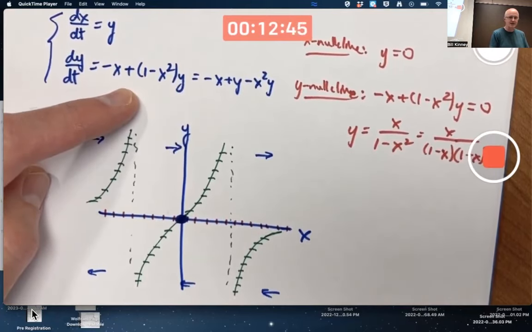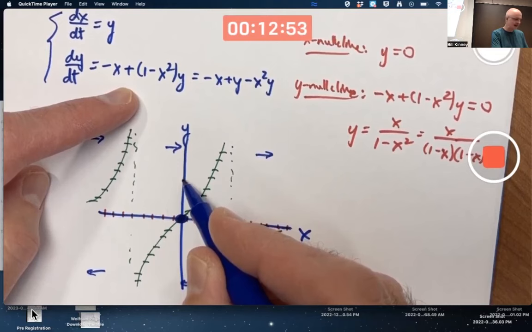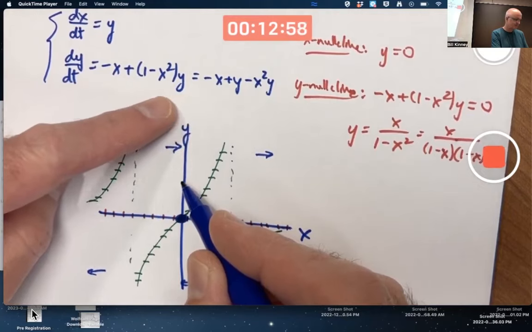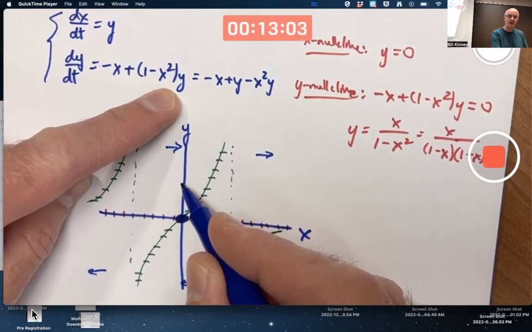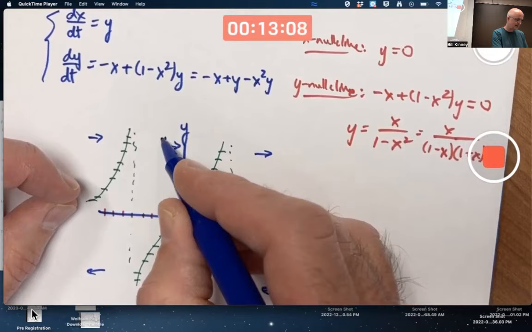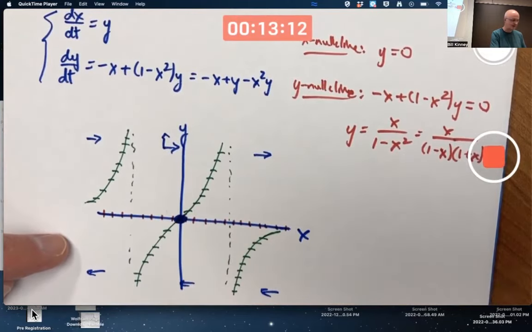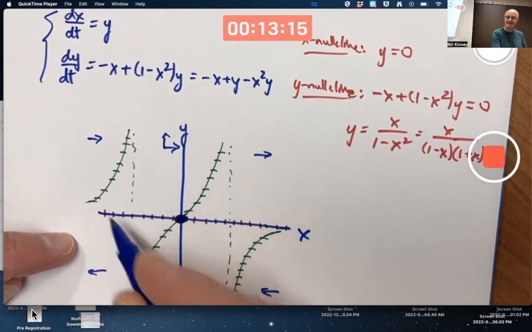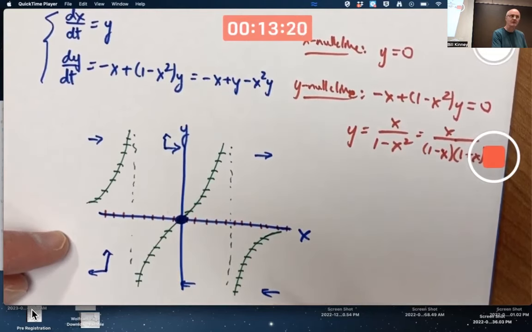What I would do to try to keep it as simple as possible is I'd pick certain points, like maybe a point here where x is 0 and y is positive. When x is 0 and y is positive, well, that's 0. This is 1 times a positive number. The result is positive. It's got to be upward motion in here. And in fact, in this entire wedge here, you're between these two pieces of the y null line, dy/dt has got to be positive. So that includes down here as well.